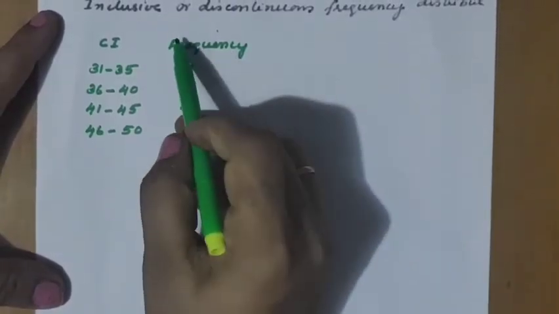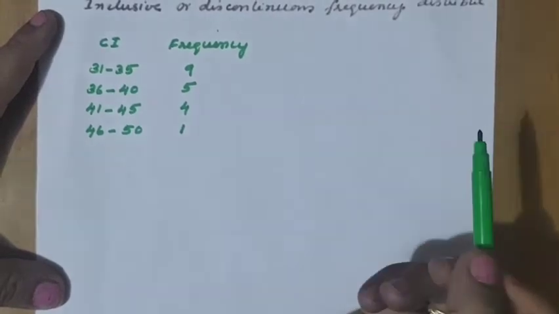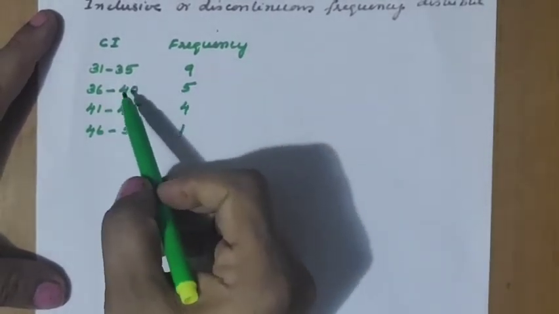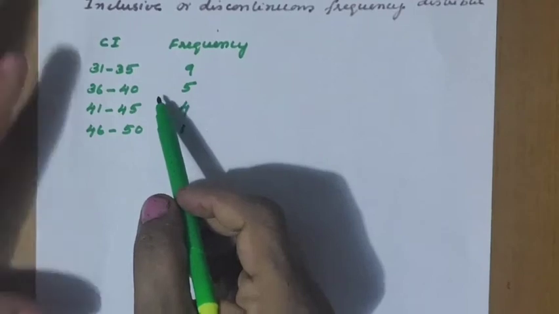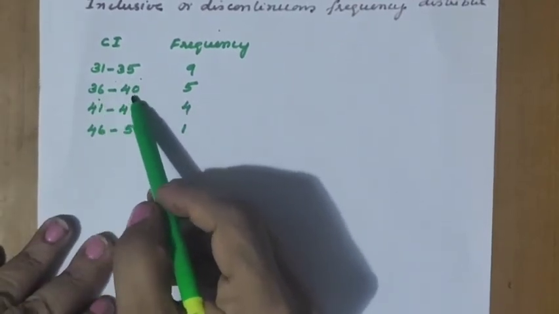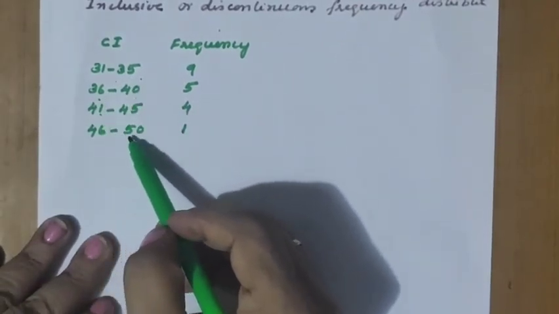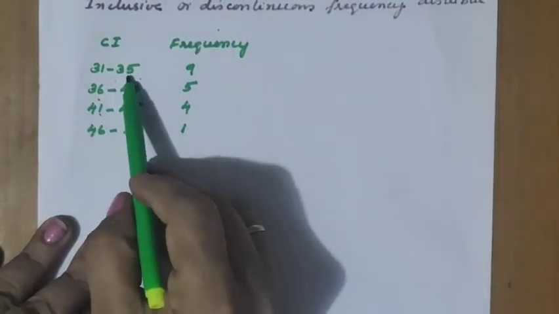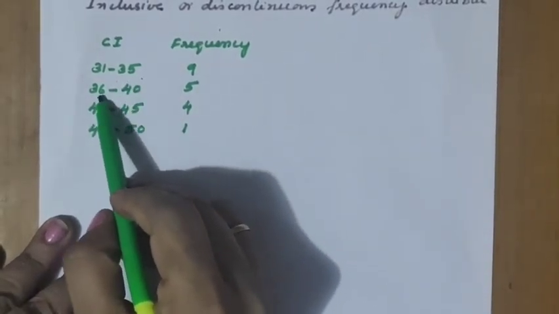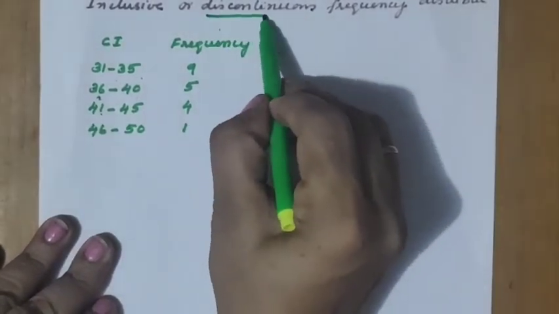Next one is the inclusive or discontinuous frequency distribution table. You can see the class interval sometimes like this also: 31 to 35, 36 to 40, 41 to 45, 46 to 50. That means there is a break. It is not a continuous one. So that is why its name is discontinuous.